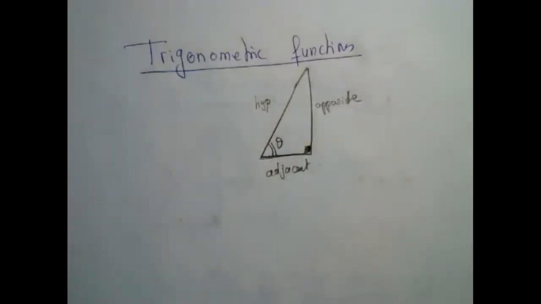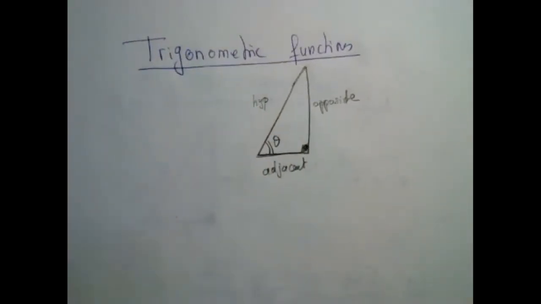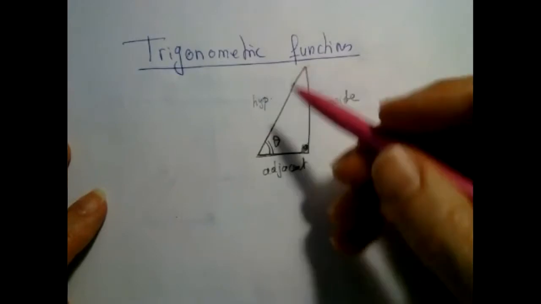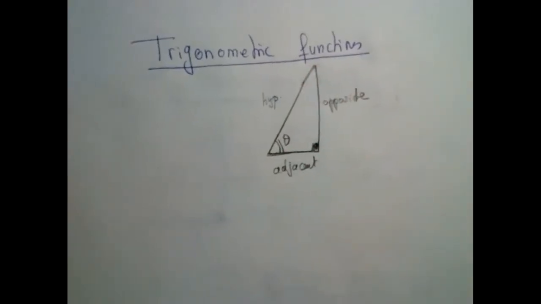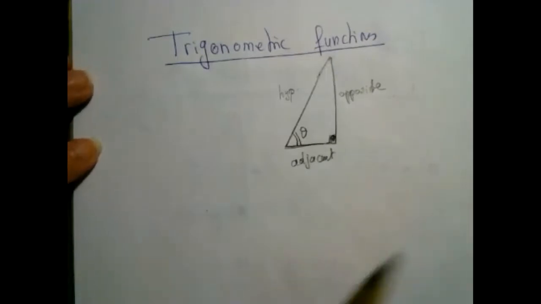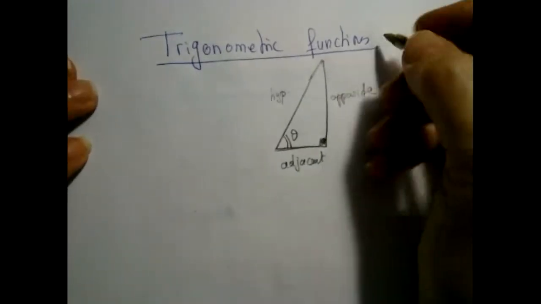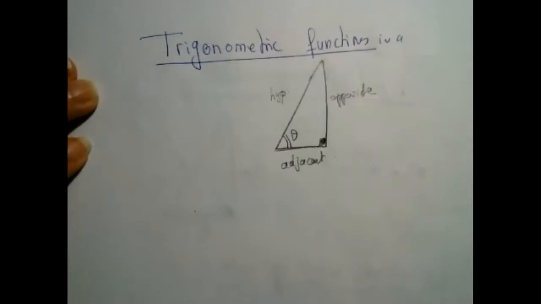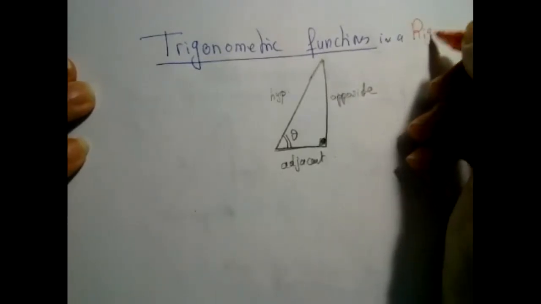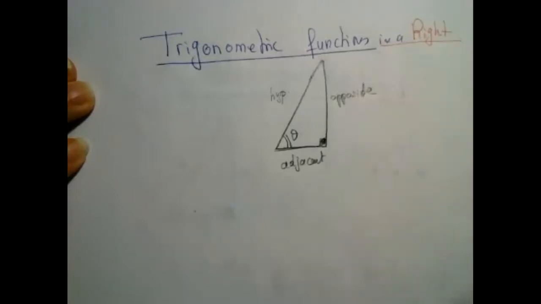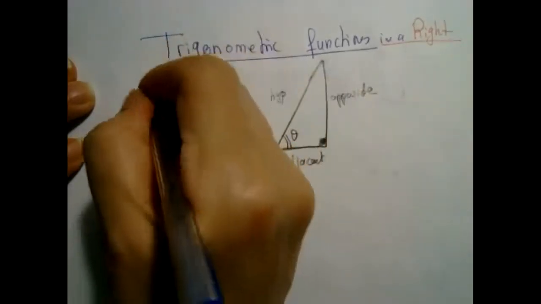And I'm sure you guys have seen this. I'm not pretending you guys haven't seen that. Okay, so that's the hypotenuse. That's the angle theta, the opposite, and the adjacent. Now, we're going to define the sine of theta. And this is a trigonometric function in a right triangle, and the word right is important.